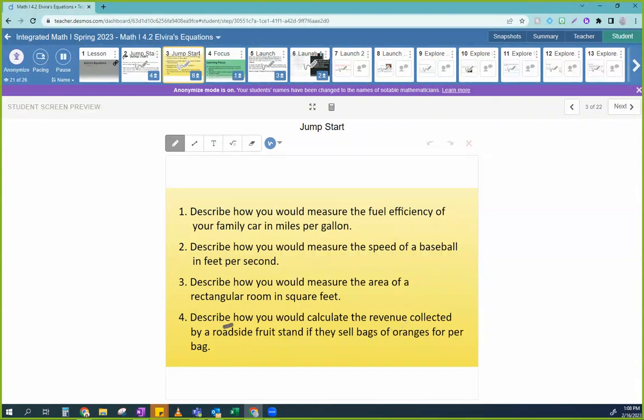Describe how you would calculate the revenue collected by a roadside fruit stand if they sell bags of oranges per pound, per bag. Bags of oranges in a bag? That sounds weird. Usually when you buy fruit, it's either per pound, or when I go to Costco and I buy a bag of apples, it's per bag, right?